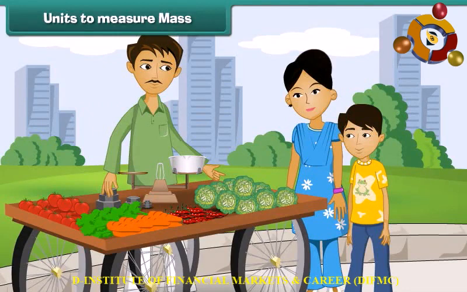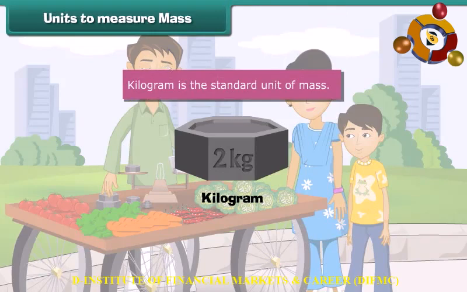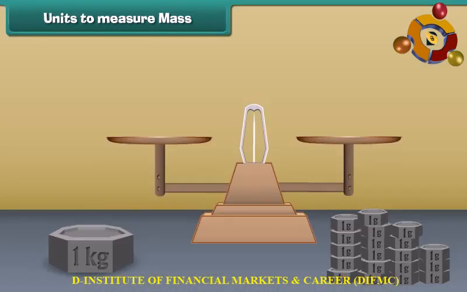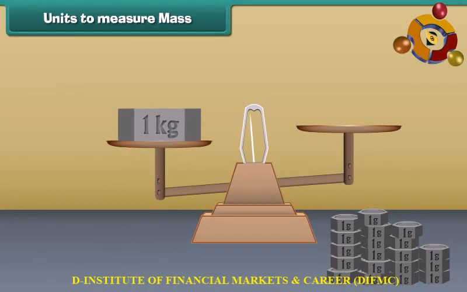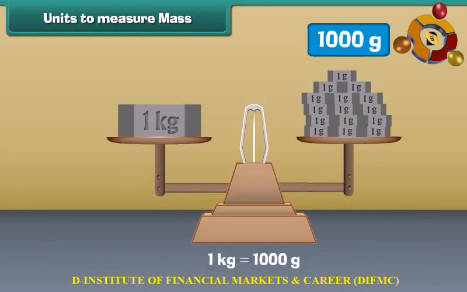You might have gone along with your mother for buying vegetables. You must have heard your mother asking for 1 kilogram cabbage, 5 kilogram potatoes, 100 grams green chili, etc. from the vegetable seller. Kilograms and grams are the two units used for measuring mass of substances, among which kilogram is the standard unit of mass. If 1 kilogram is divided into 1000 parts, then one part is called a gram. This means 1 kilogram is equal to 1000 grams.